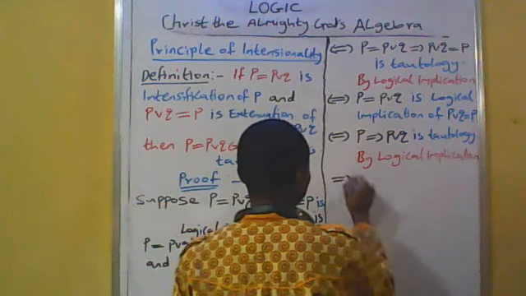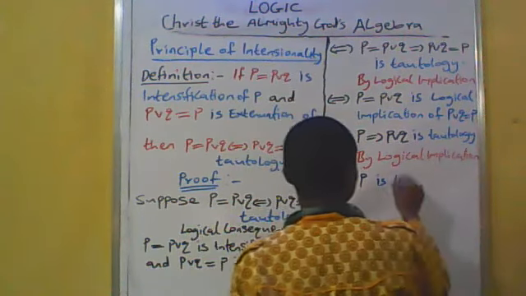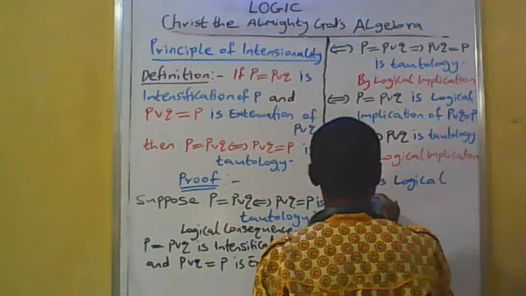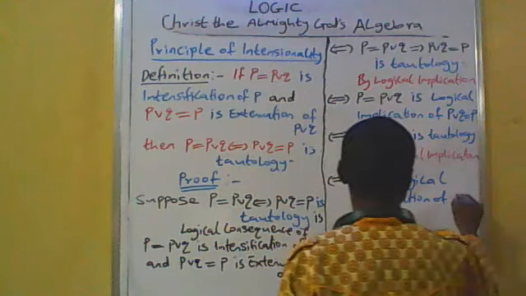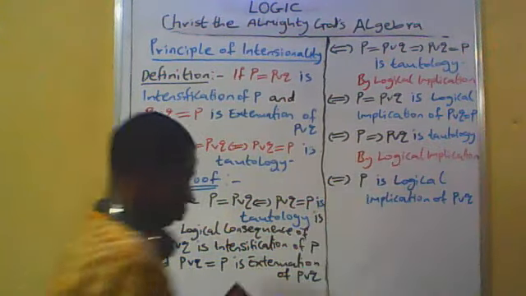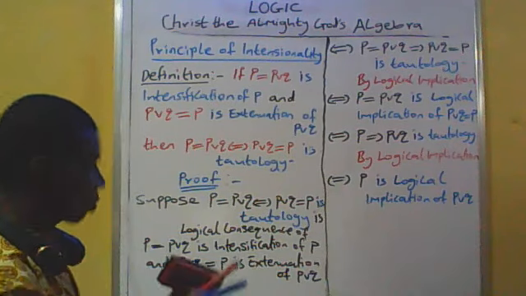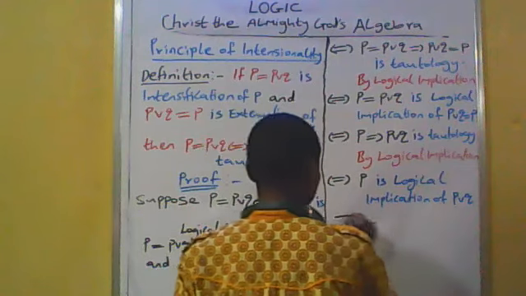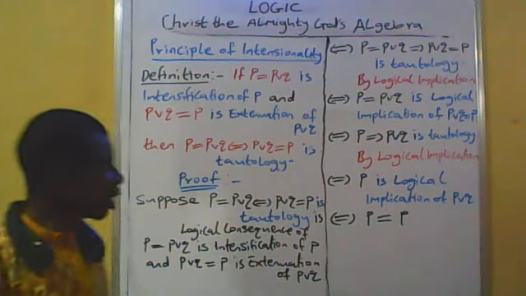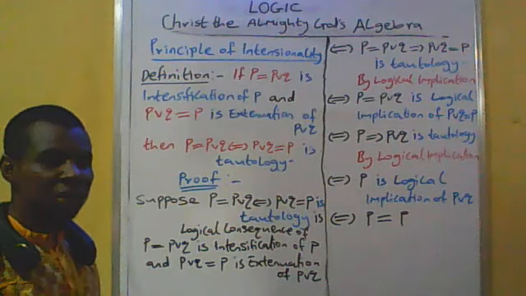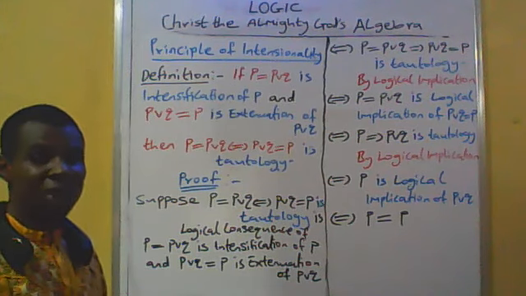If and only if P is a logical implication of P or Q, this is true, and also this must be true if and only if P is equal to P. That means since P is an implication of P or Q, the logical function is equal to itself. That means it is logical equivalent.